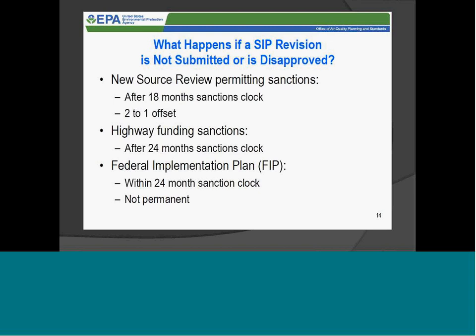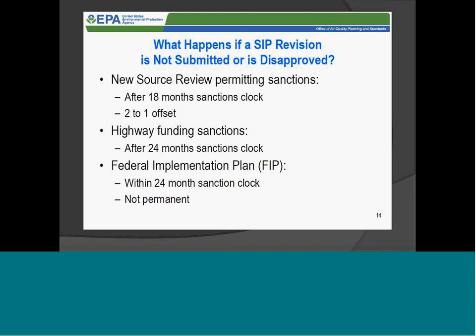Has that happened anywhere? Yes, it has. I think New Mexico is one example in the 1990s. Where that did happen, they took away highway funding, and it had significant effects on their highway infrastructure. The federal implementation plan.